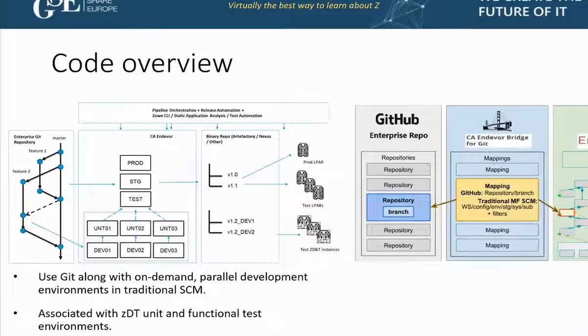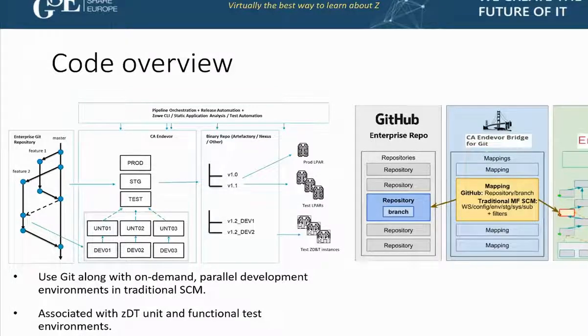For delivery of code, on the left-hand picture is the logical view of things. We've got a Git flow branching strategy set up within a repo. The branches within the repo map to entry points within Endeavour. In Endeavour, the UNT and the DV and the dev layers are created dynamically. Everything in that bottom box is dynamically created, and those are spun up and aligned to initiatives.